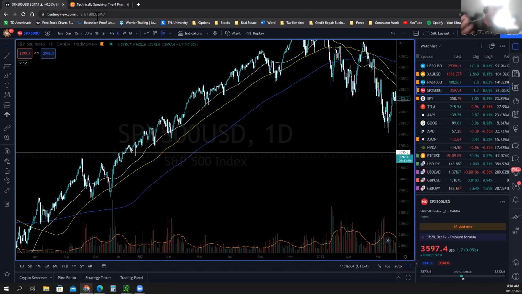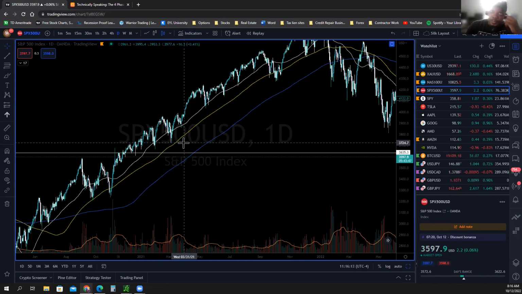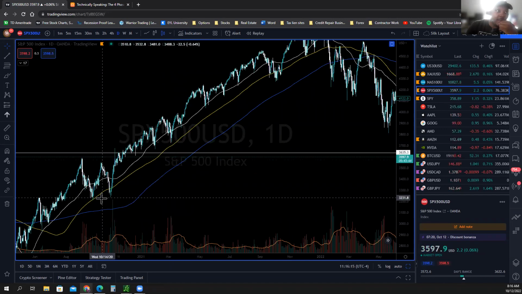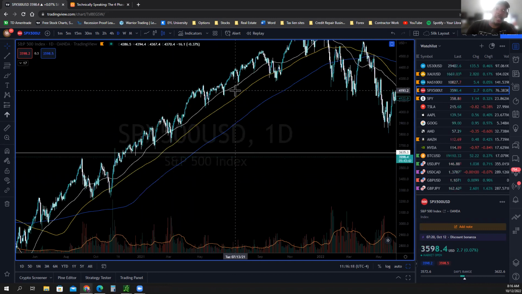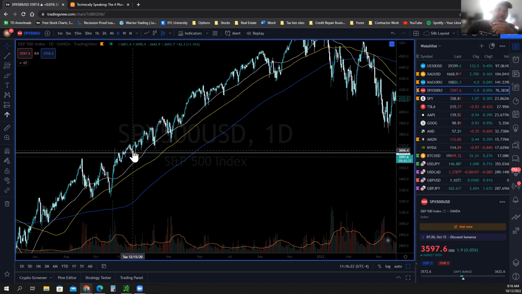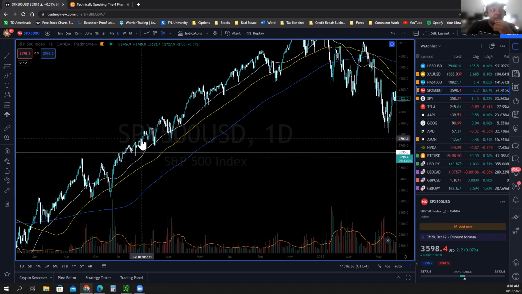Now, once I've established what kind of market I'm in, let's take this for instance. I'm on the S&P 500, and there you can clearly see that you're in the uptrend, because you're making higher highs, higher lows, and it's continuing on up. So the opportunities in the market are usually on the pullbacks of the market.